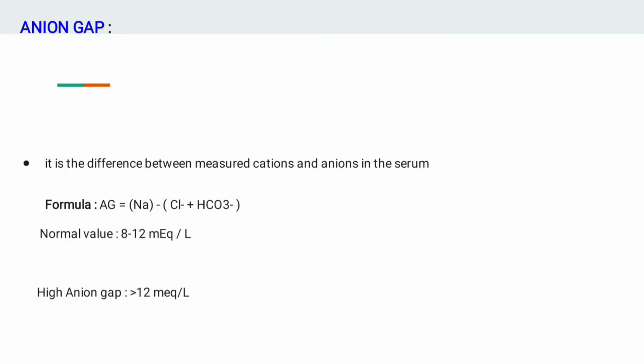Then what is anion gap? Anion gap is the difference between the measured cations and anions in the serum. The formula for the anion gap is sodium minus chloride plus bicarbonate. The normal value lies between 8 to 12 milliequivalents per liter, and it is called high anion gap when it is more than 12 milliequivalents per liter.